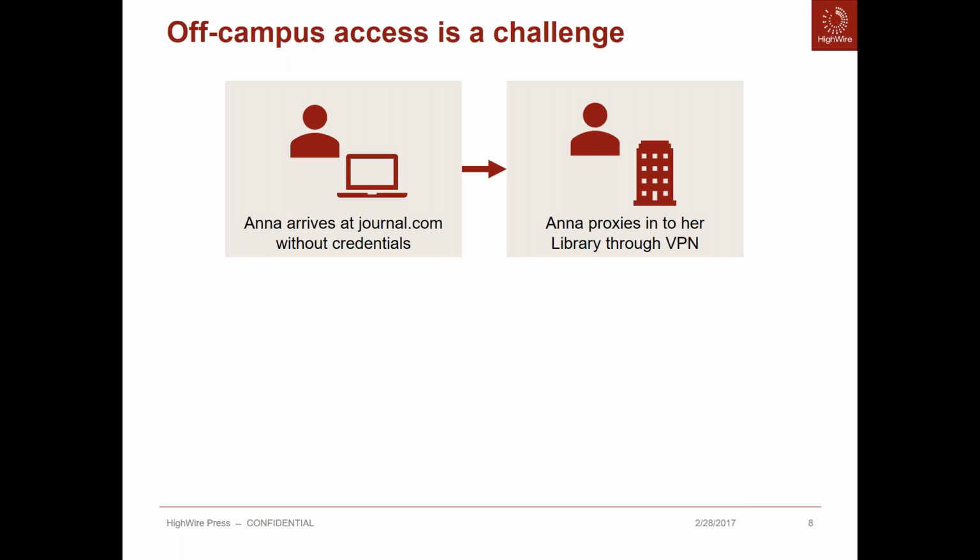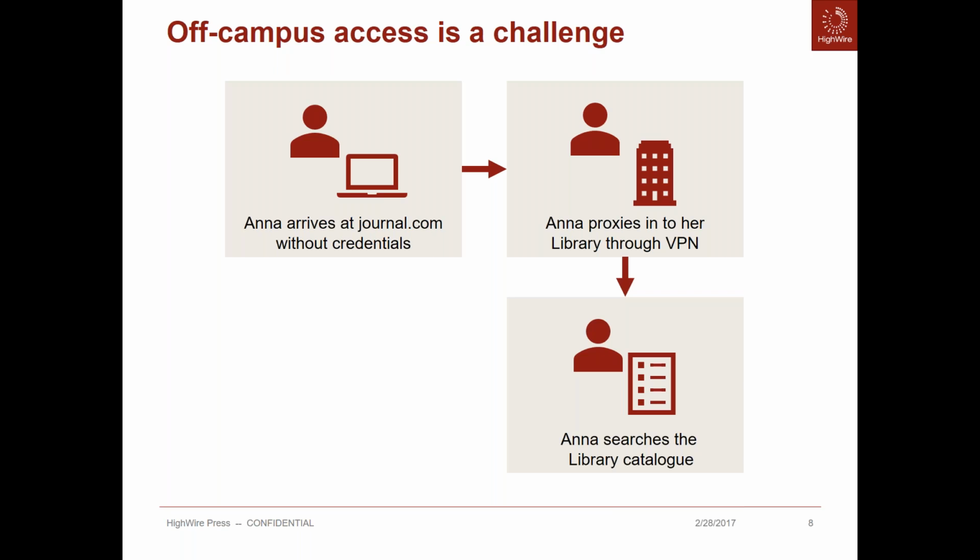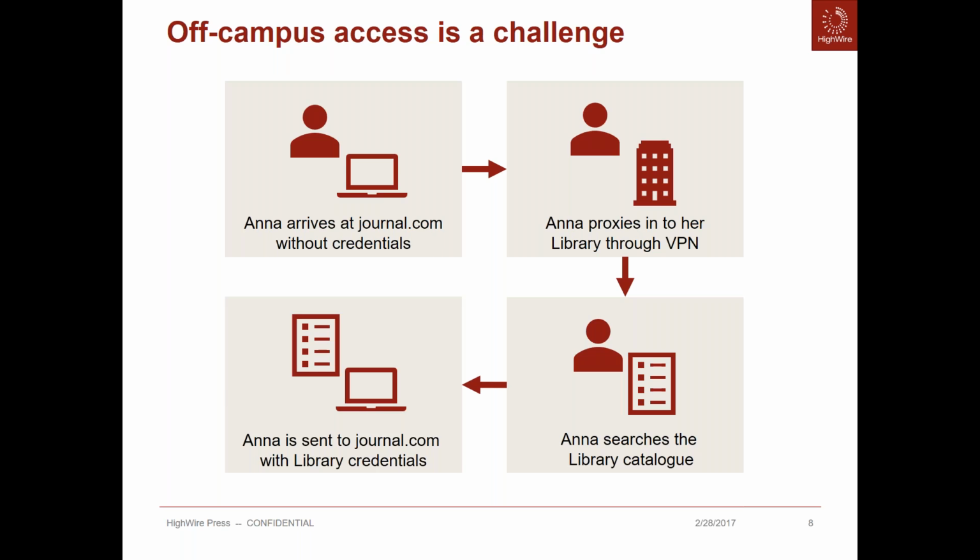So Anna turns to her library and proxies into the library through the VPN. And she'll then have to search through the library catalog, and she'll find journal.com, and then she'll go back to journal.com with the library credentials. So this is effectively what Easy Proxy allows.